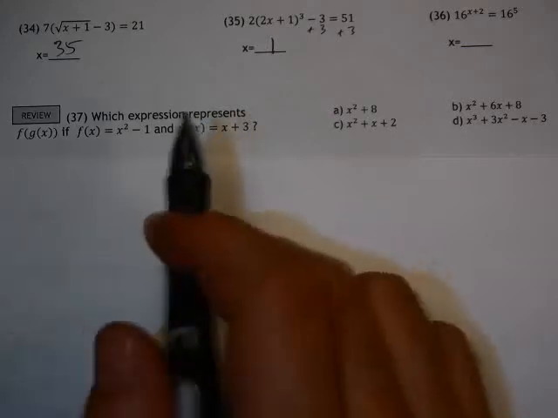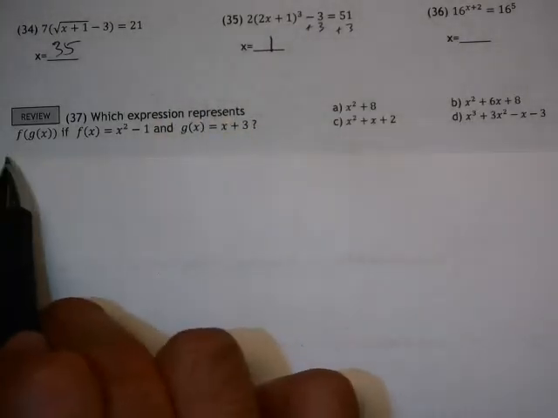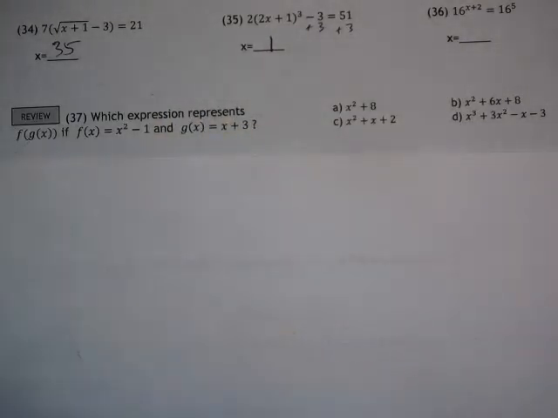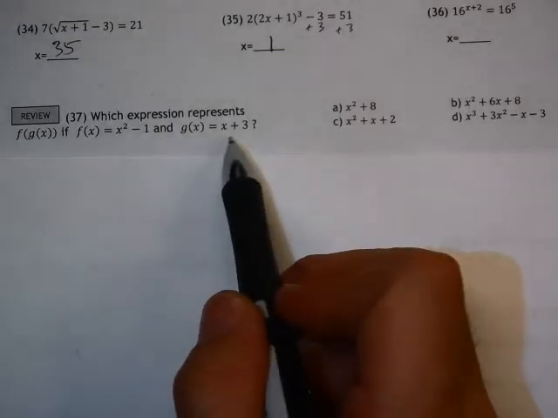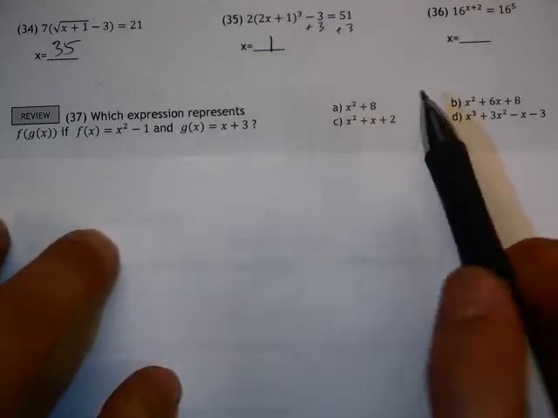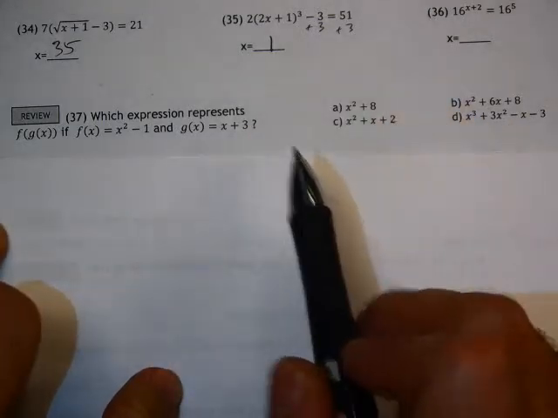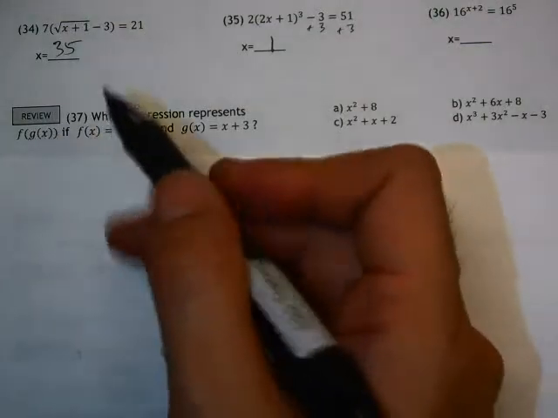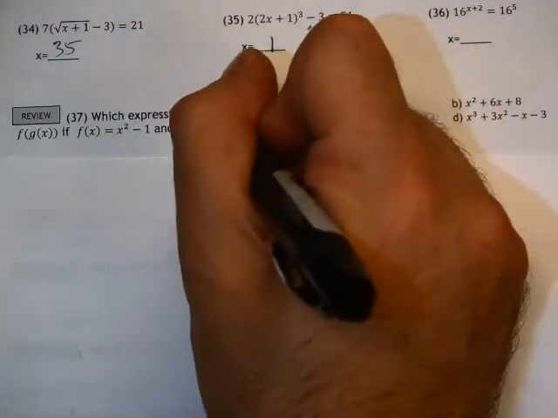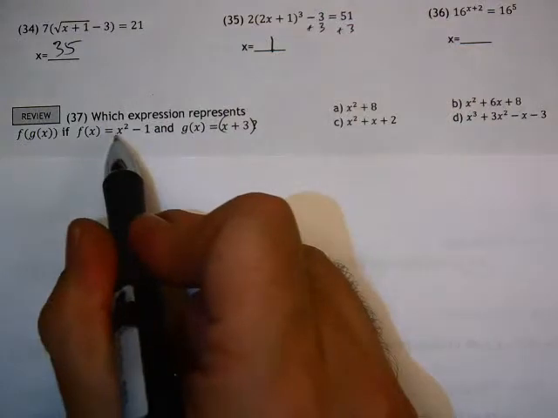And number 37 asks, which expression represents f of g of x, the composition of these functions, if f of x equals x squared minus 1 and g of x equals x plus 3. So there's our four choices, A, B, C, and D. Now for this f of g of x, this notation tells me I'm going to take this x plus 3 and plug it into the f function.